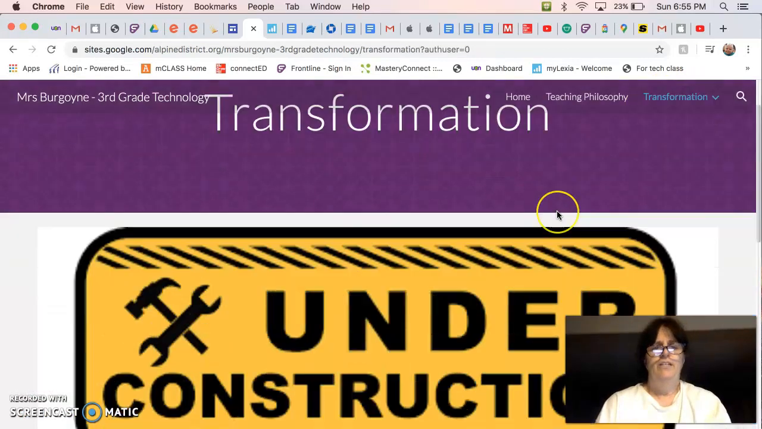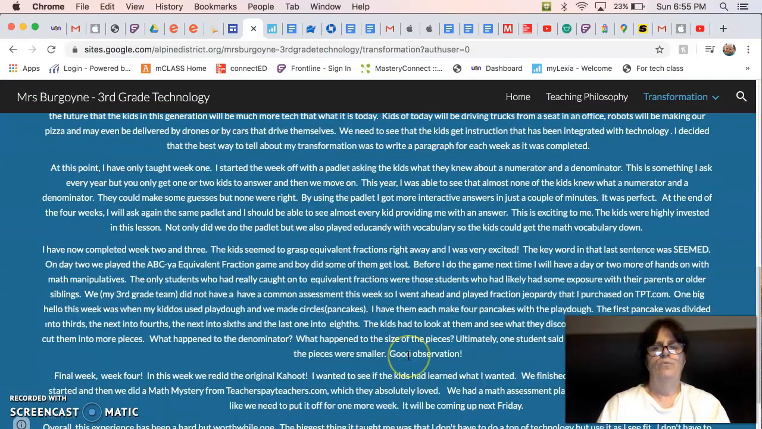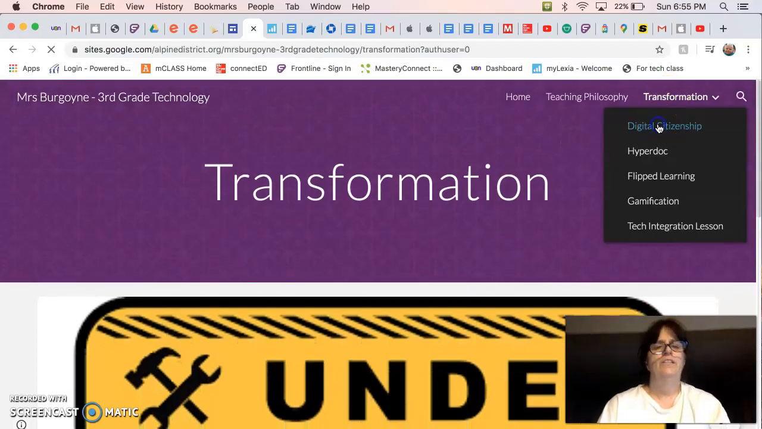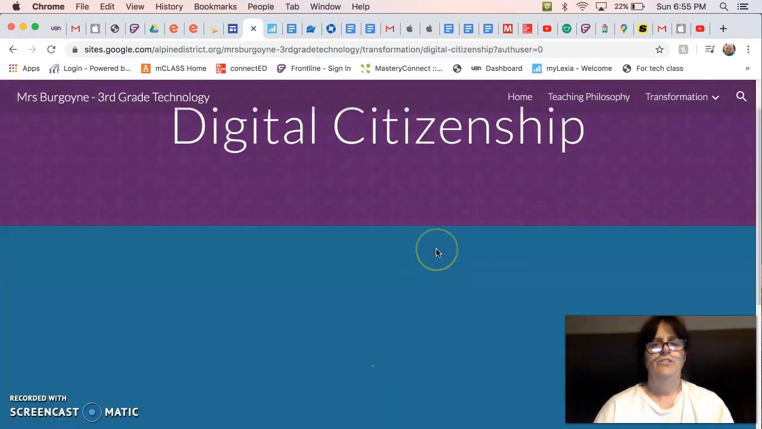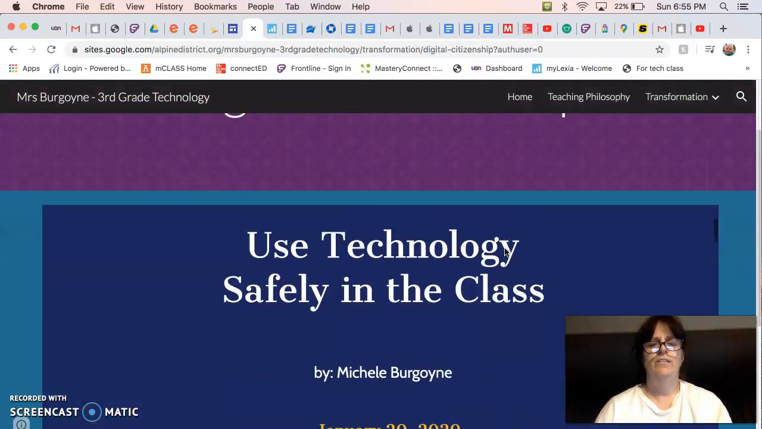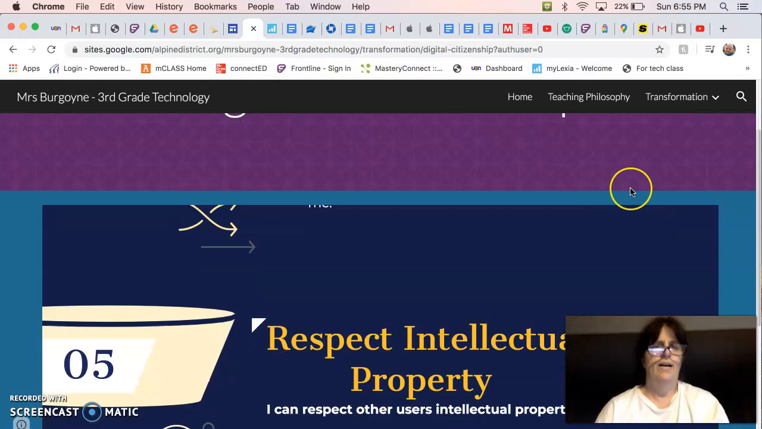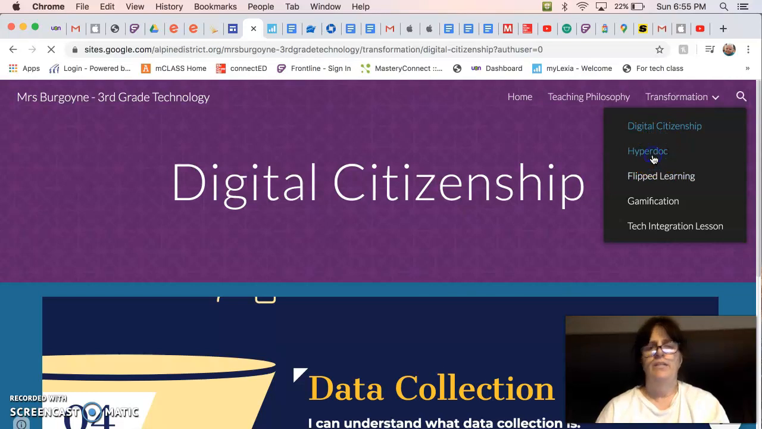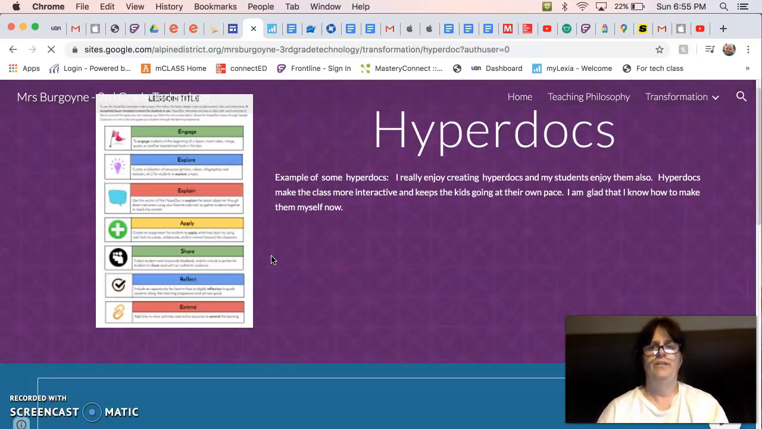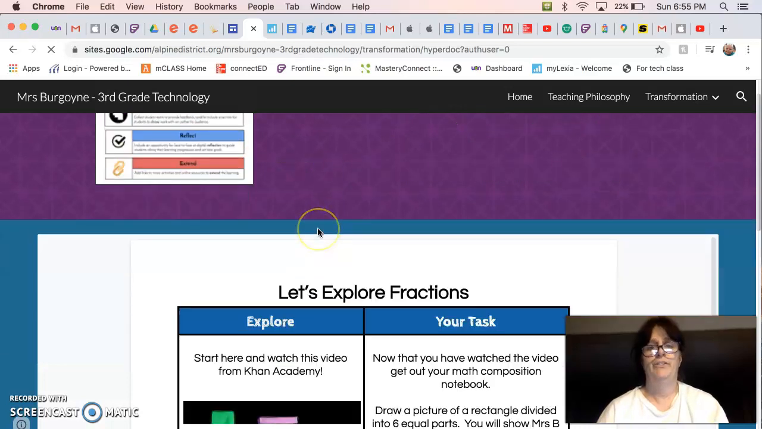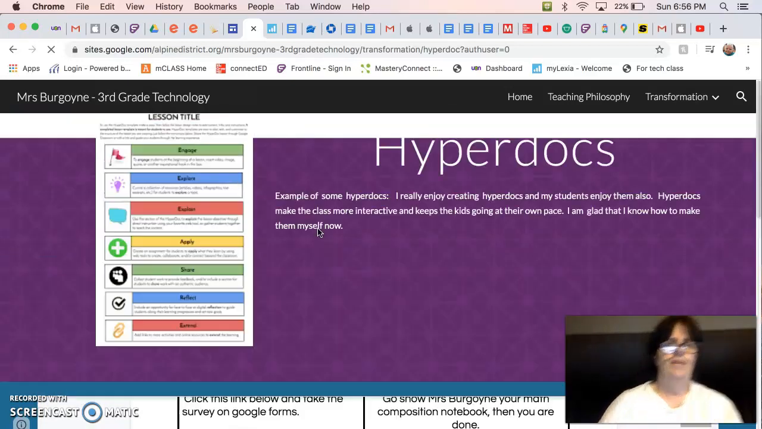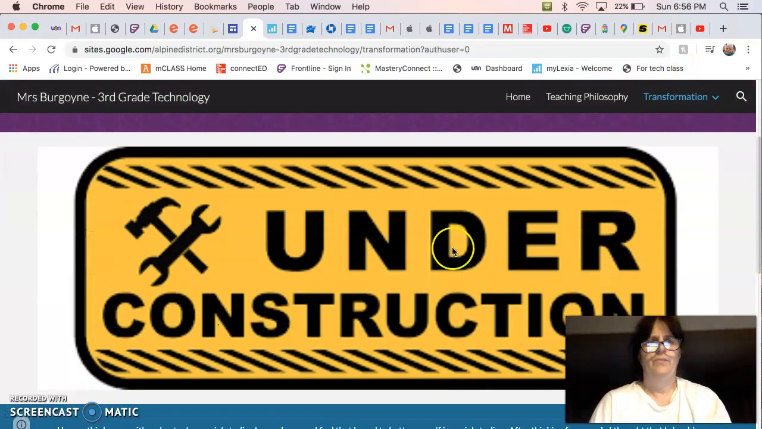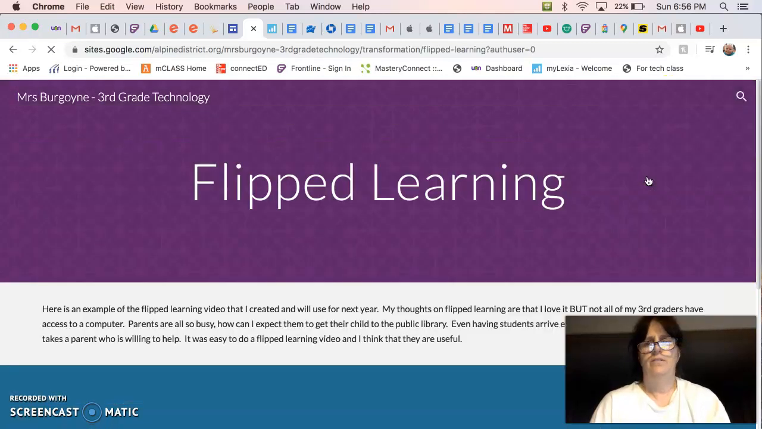I have transformation here, and that's the page where I'm telling all about what I did with these activities and things. It's still under construction a little bit, but under this I put in some other things. I put in some digital citizenship work that I have done either for this class or other classes. I put in the HyperDoc that we made, so that was fun. This isn't it, that's just a picture that I used, but I've got the HyperDoc that I made. Our flipped learning video. Whoops, I guess I hit the wrong button there.